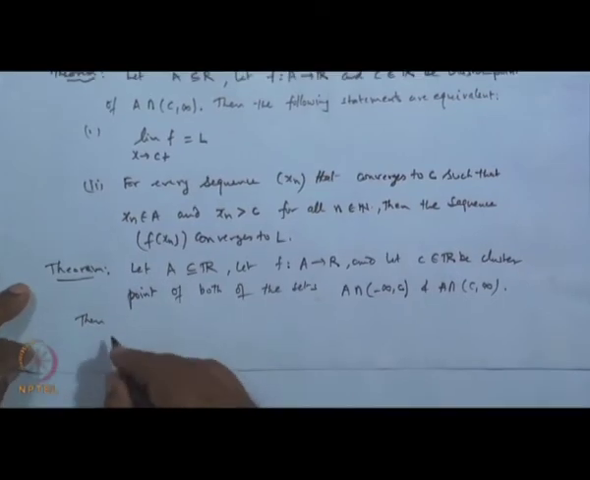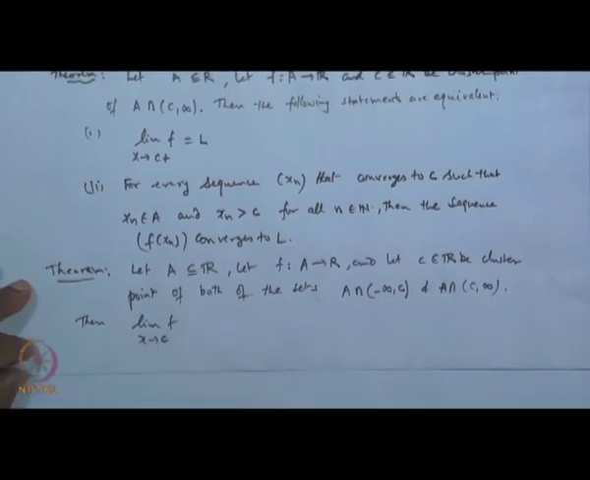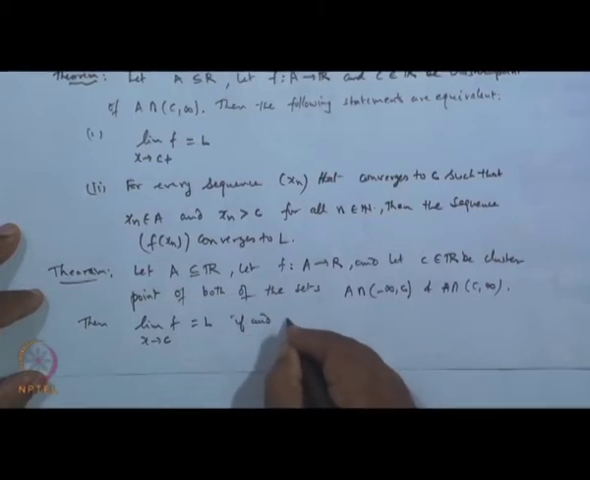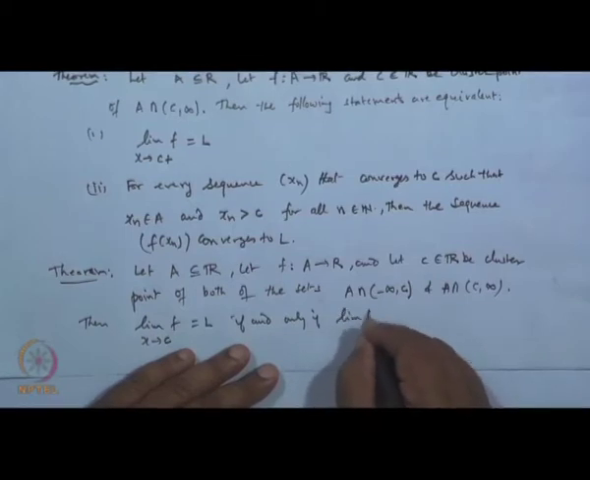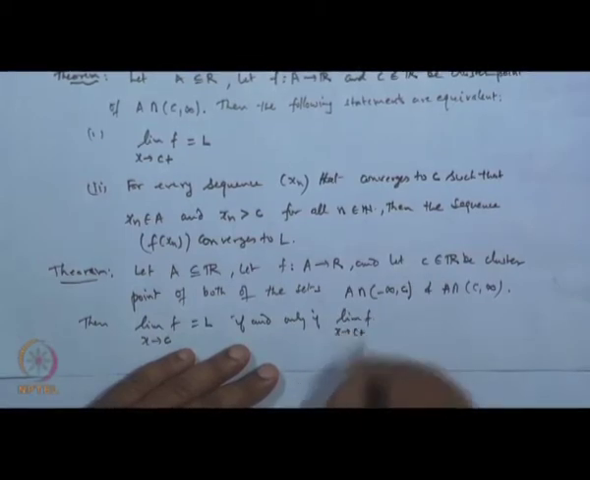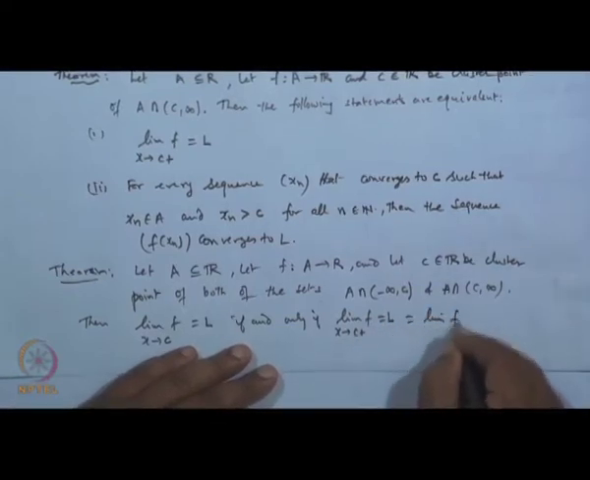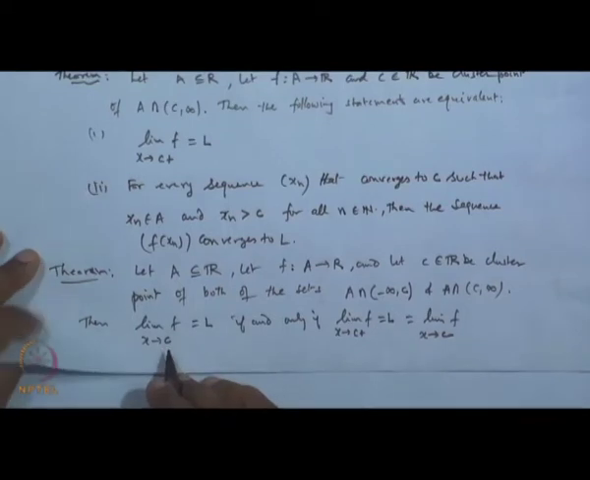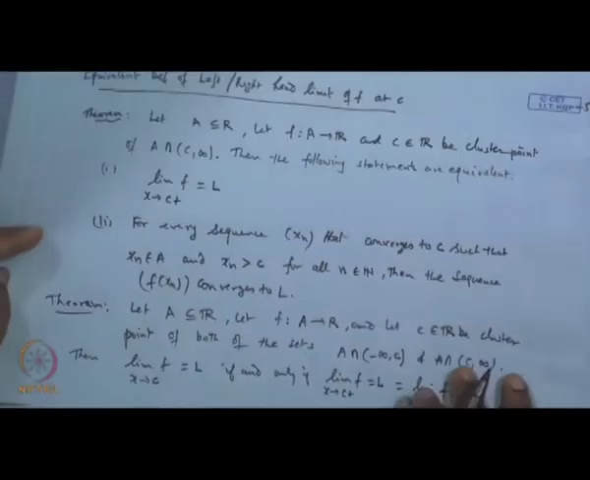Then the limit of the function f as x tends to c exists and equals L if and only if the right hand limit of f at c is L, which is the same as the left hand limit of the function f at c. If both the limits coincide and equal L, then we say the limit of the function exists and equals L. Okay. So this will be the definition for this.